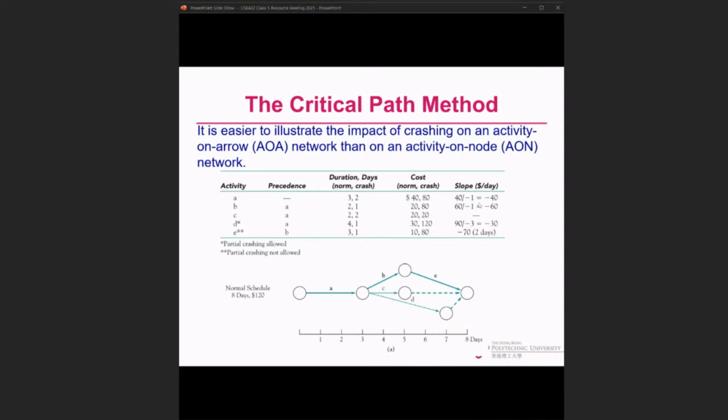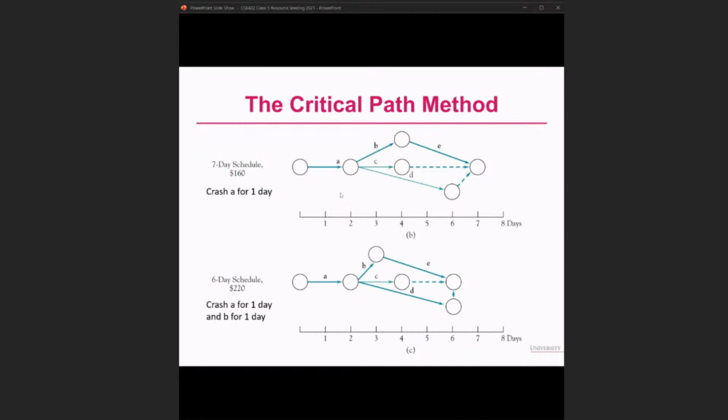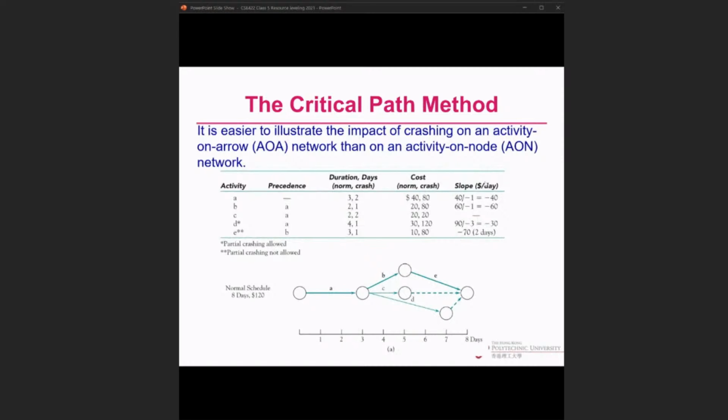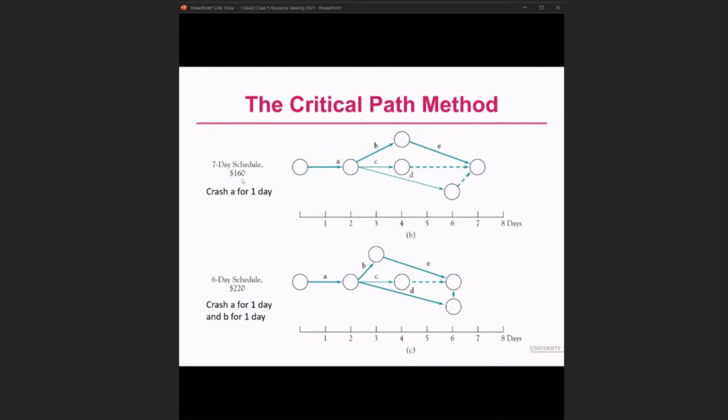Since A is cheaper than activity B, if we want to find the 7-day schedule, the cheapest way is to crash A for 1 day. We pay this additional 40, so we get 120 plus 40, which is equal to 160 for this 7-day schedule. So that's good. We crash A for 1 day to get the 7-day schedule, and now the total cost is 160.